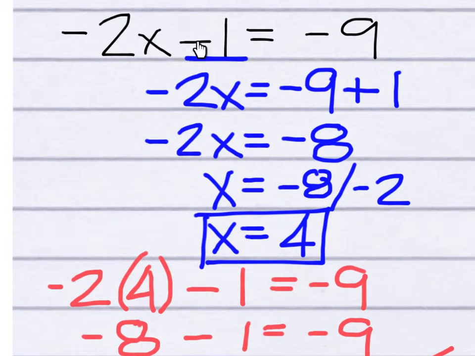Again, move this constant, which is a number with no variable, to the right side. Move it to the right side and make it plus 1, the opposite of what it is on the left. Simplify this to a negative 8. Divide the negative 8 by the negative 2 with the x to get a positive 4.